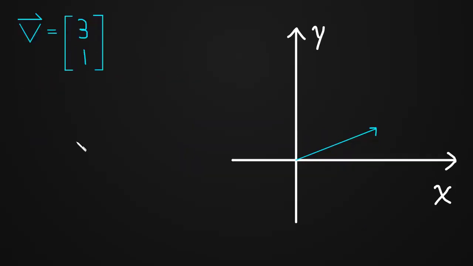Let's find the length of V equal to 3, 1. But before we do that, let's just get some notation out of the way. When we're talking about the length of a vector, we write these double bars around it, almost like a double absolute value around the vector. And now this is read the length of V.